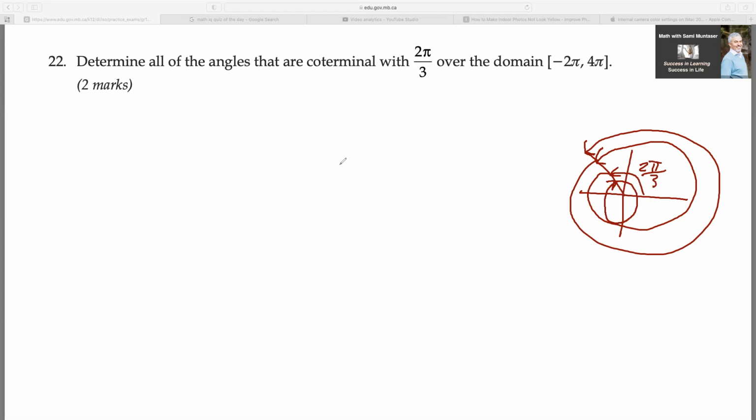So if we want to get more coterminal angles, if we're going to get the positive ones first, I'm going to go 2 pi over 3 plus 2 pi. And 2 pi is the same as 6 pi over 3 if you want to do common denominator, which gives me 8 pi over 3. 8 pi over 3 is still within the domain, because 8 divided by 3 is 2 point something. So this is one of them.